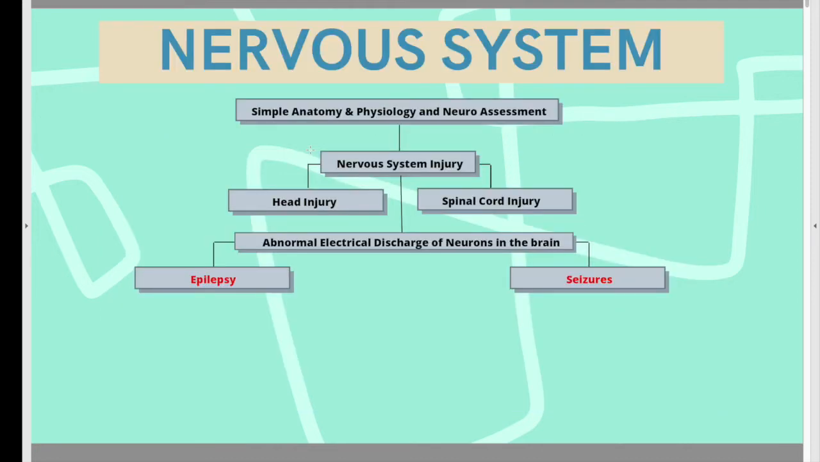Epilepsy and seizure are under abnormal electrical discharge of the neurons in the brain. Previously, under the nervous system, I was able to discuss simple anatomy and tissue and neuro assessment, and nervous system injury, which is head injury and spinal cord injury. Right now, we will be discussing abnormal electrical discharge of neurons in the brain, which is epilepsy and seizures. So first, let's define epilepsy.